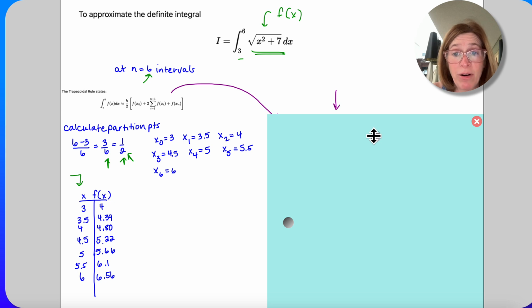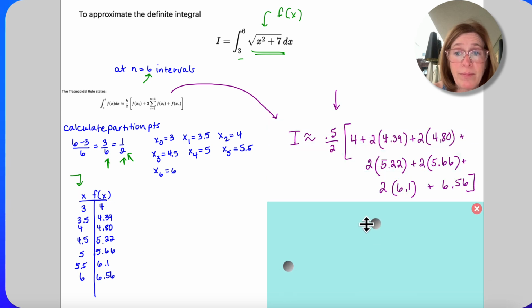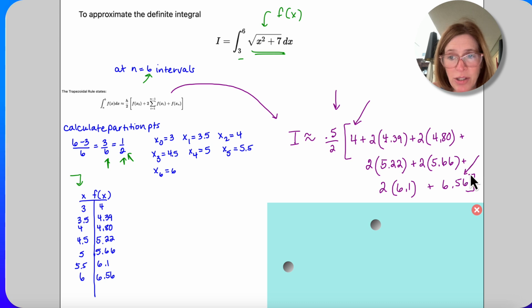And then it's just a matter of applying the formula. So my formula would be my partition width 0.5, or half, over 2 times the first point, then 2 times every point in the middle, plus the last point. So you can see for 6.56, I don't have to multiply by 2, and the first one I don't have to multiply by 2. But every point in between I have to multiply by 2.